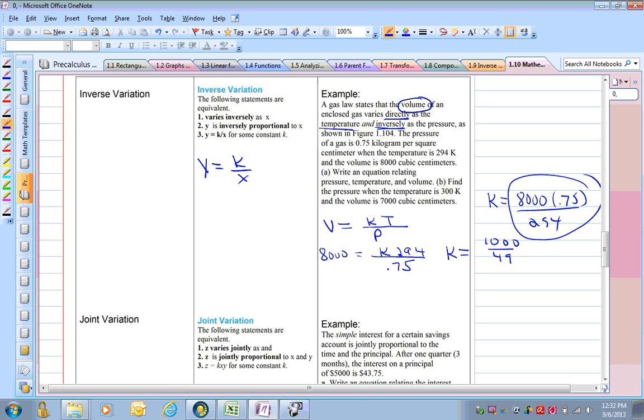All right, next we're going to find the pressure when the temperature is 300 and the volume is 7,000. Okay, well, let's first write our equation. We have the constant.